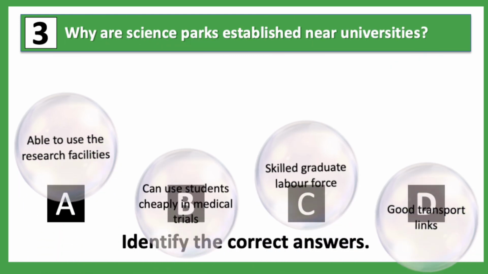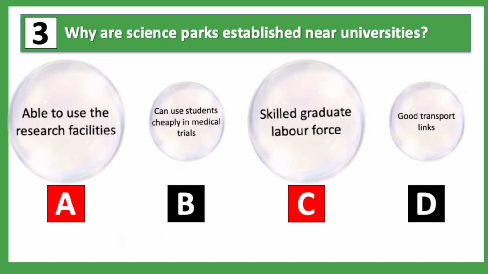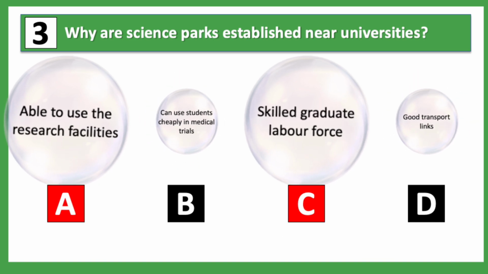Number 3. Why are science parks established near universities? A. They are able to use research facilities. B. Can use students cheaply in medical trials. C. They have a skilled graduate labour force. And D. Good transport links. So which of those is correct? Okay, let's have a look. It is these ones here, so A and C.